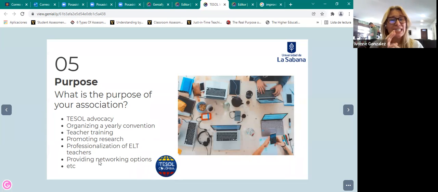And when you really identify the main purpose of your association, you can align it with stakeholders and the strategies that you are going to implement to attract your stakeholders. Because when you attract stakeholders, it means that you're going to get some income because they pay for the things they find valuable. If you give them the solution to what they need, they will pay for that.